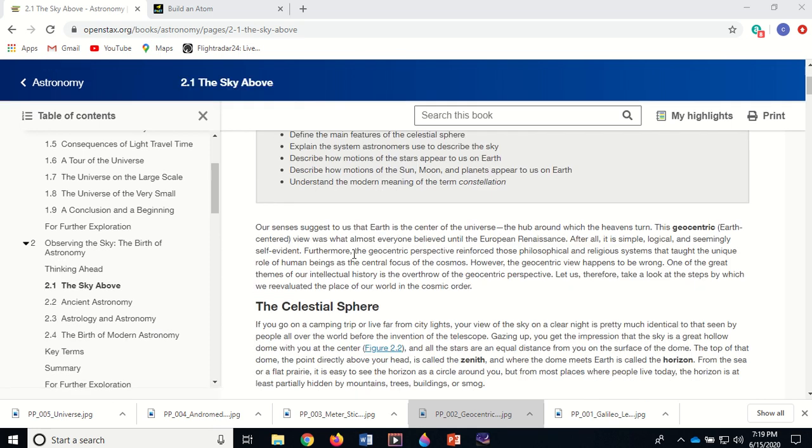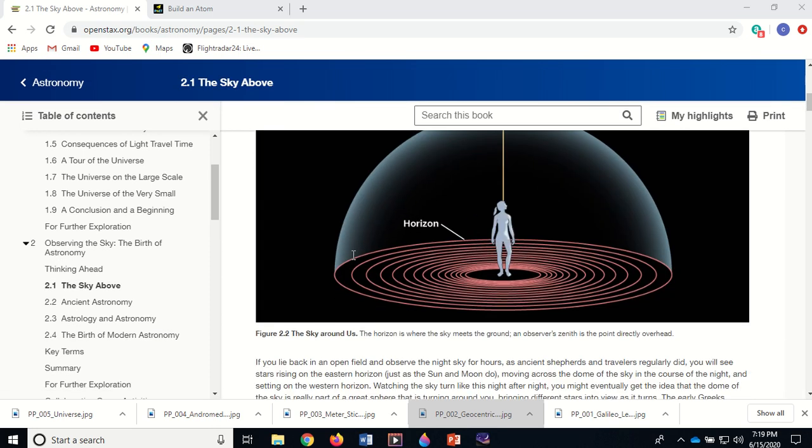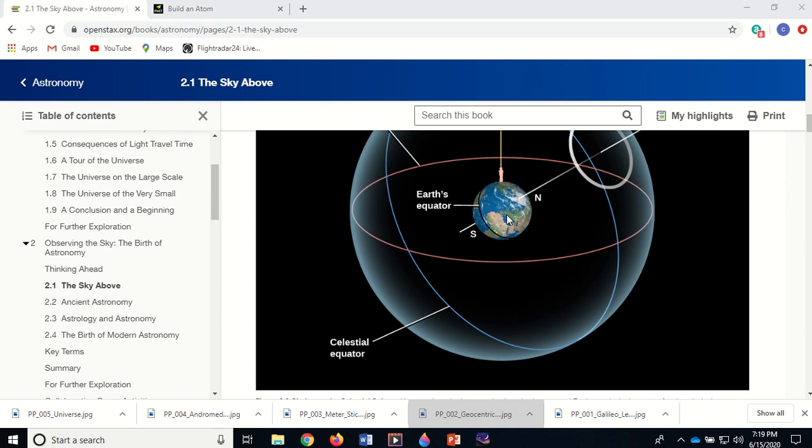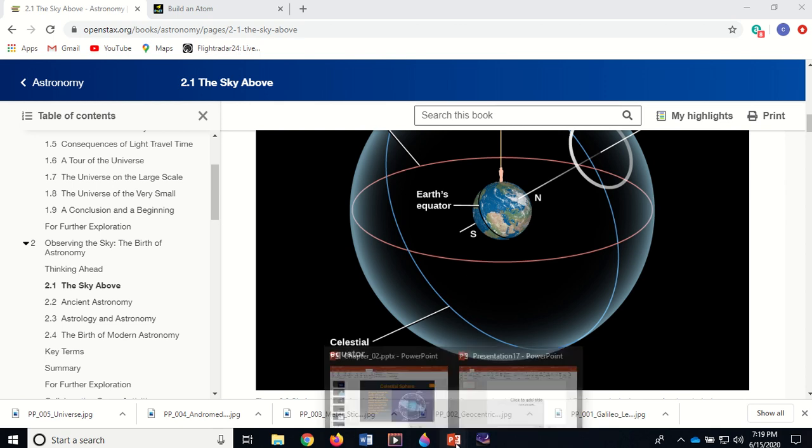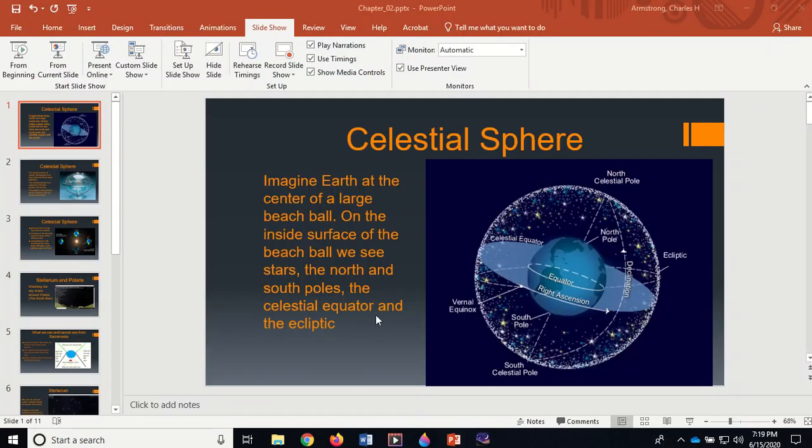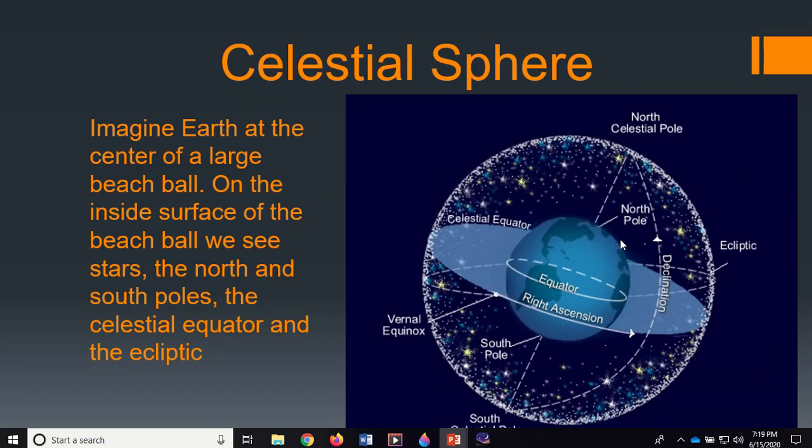In ancient times, they imagined that the Earth was at the center of the universe. Everything in the universe orbited the Earth. That was called the geocentric model of the universe. And one of the things they came up with was this thing called a celestial sphere. There's a celestial sphere right there, and we imagine that the Earth is the center.